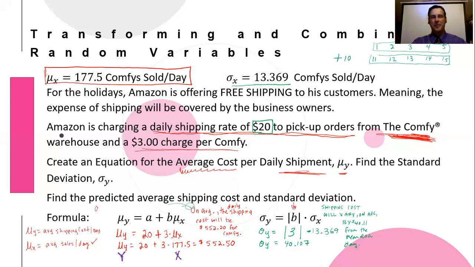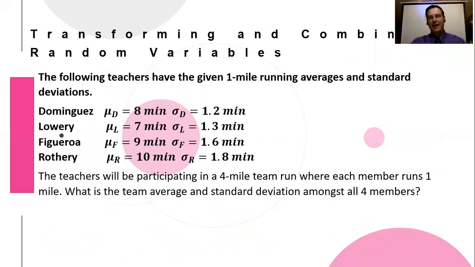Last problem, a new problem that has many little questions on it, but it's easy stuff. Here's what I got. It says the following teachers have the given 1 mile running averages and their respective standard deviations. These are the respective teachers in the math department at the school that I work at. You can see there are 4 of them, and there are 4 average mile times and 4 respective standard deviations.